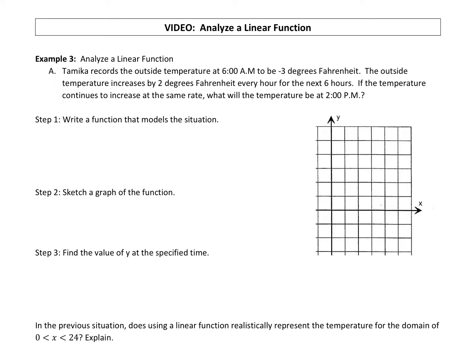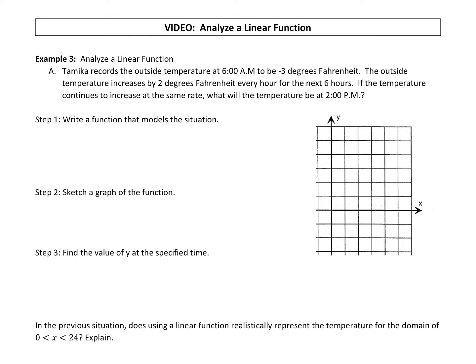All right, our next example, we're going to analyze a linear function. Tamika records the outside temperature at 6 a.m. to be -3 degrees Fahrenheit. The outside temperature increases by 2 degrees Fahrenheit every hour for the next 6 hours. If the temperature continues to increase at the same rate, what will the temperature be at 2 p.m.?